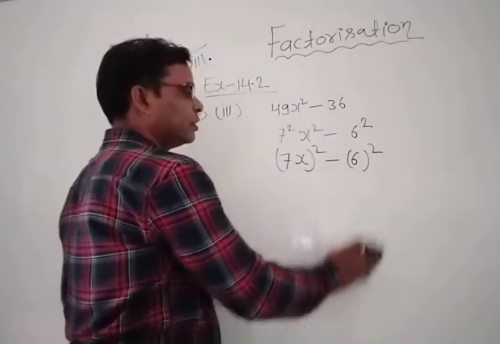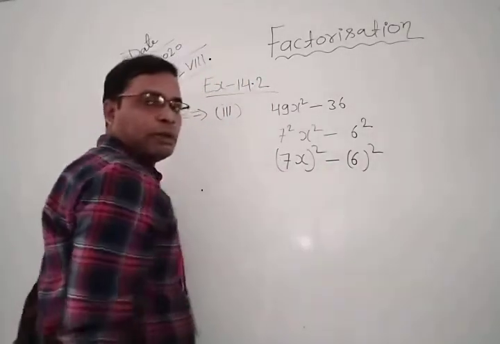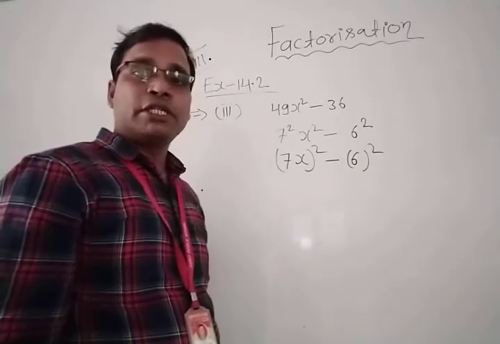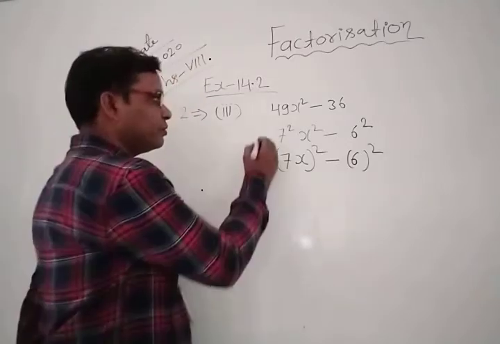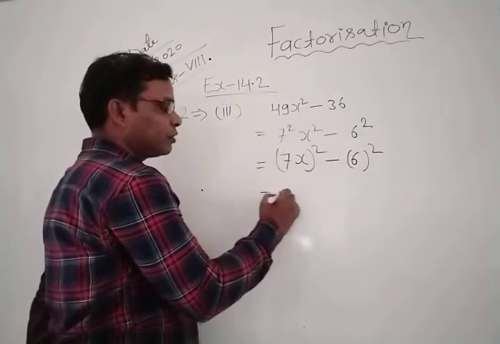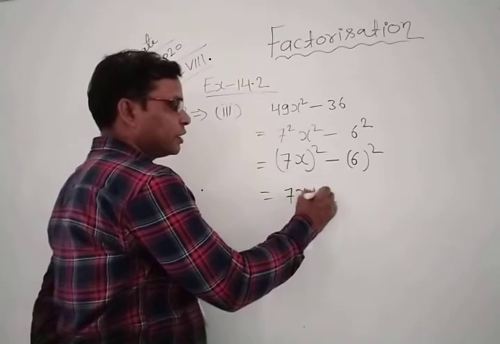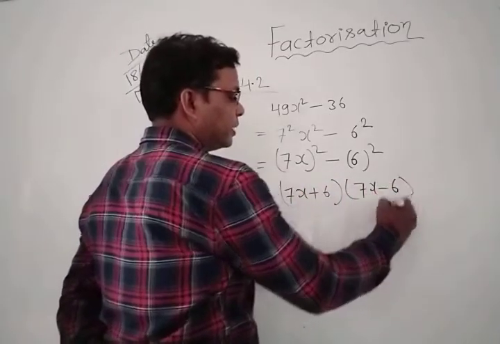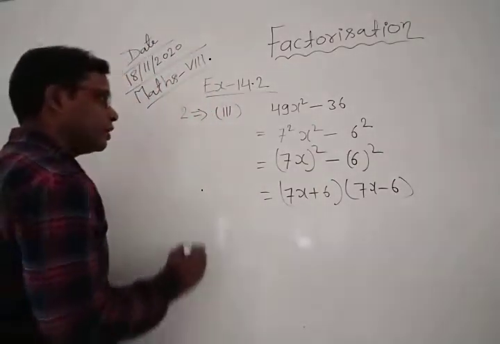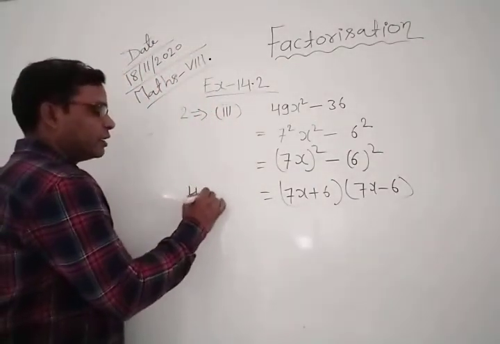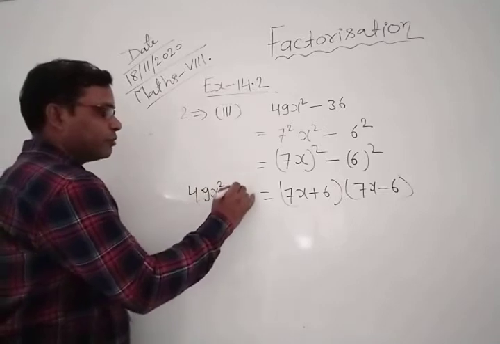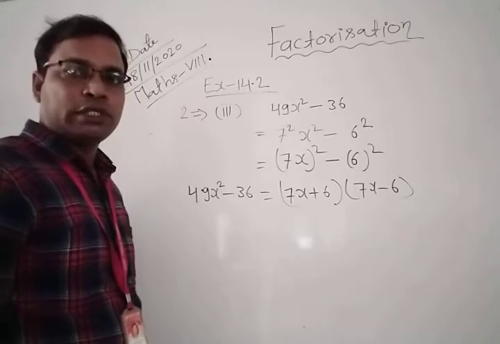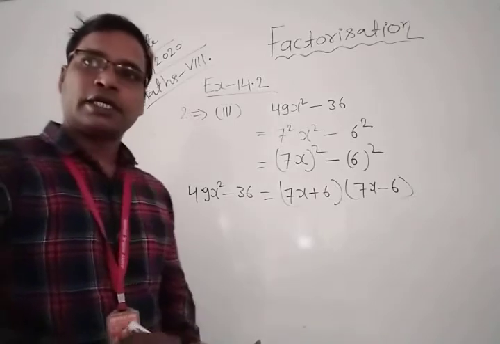this is also the form of a square minus b square, or you can say this is a difference of two squares. So this is equal to 7x plus 6 into 7x minus 6. Clear? So here you find the factors of 49x square minus 36 is equal to (7x plus 6) into (7x minus 6).